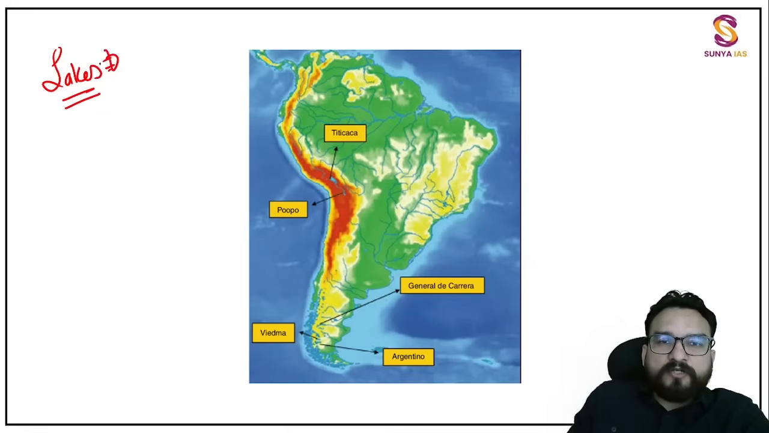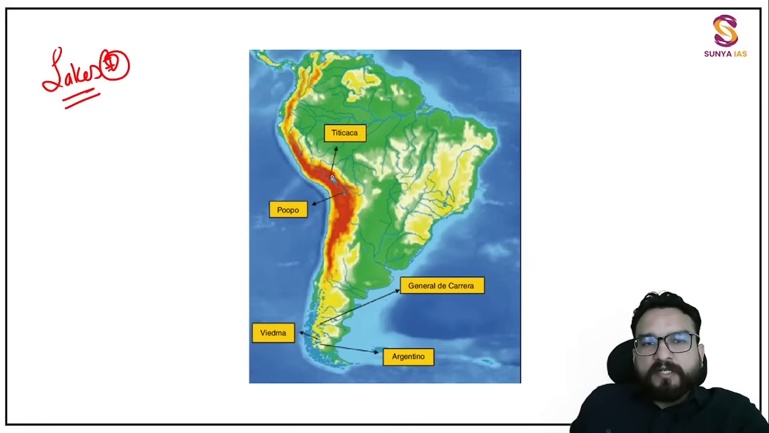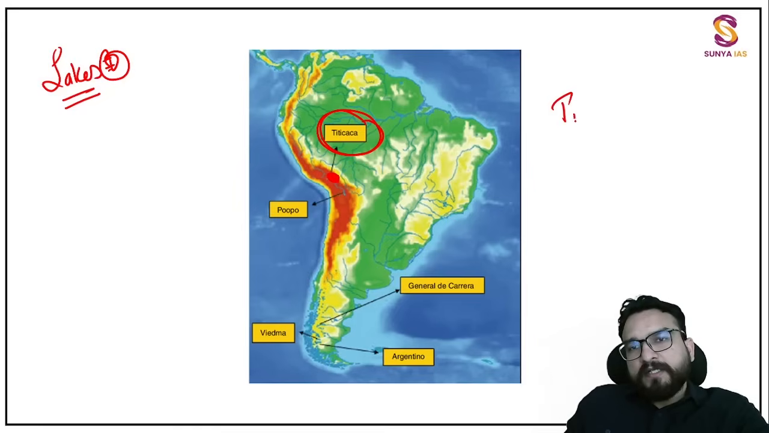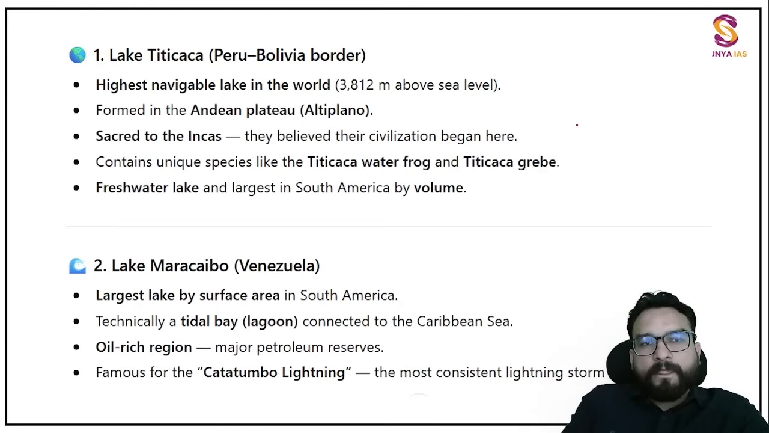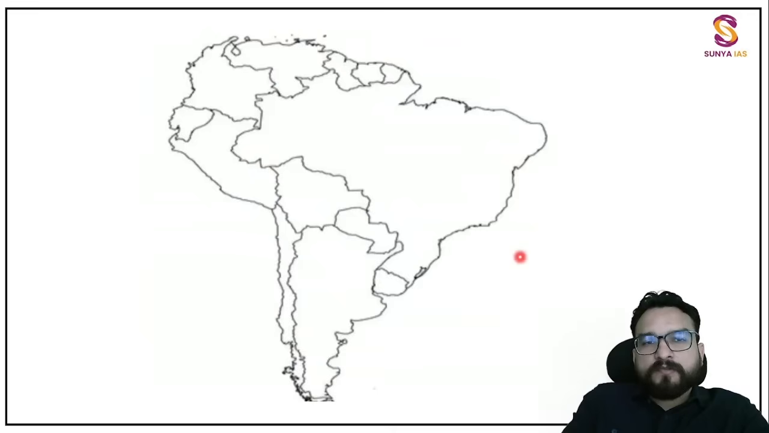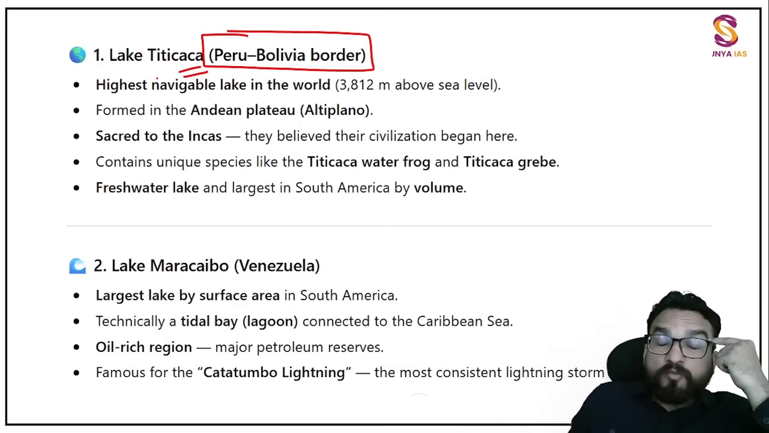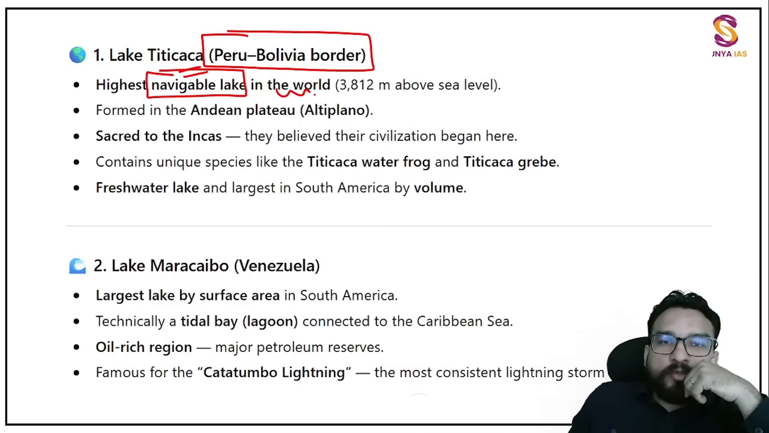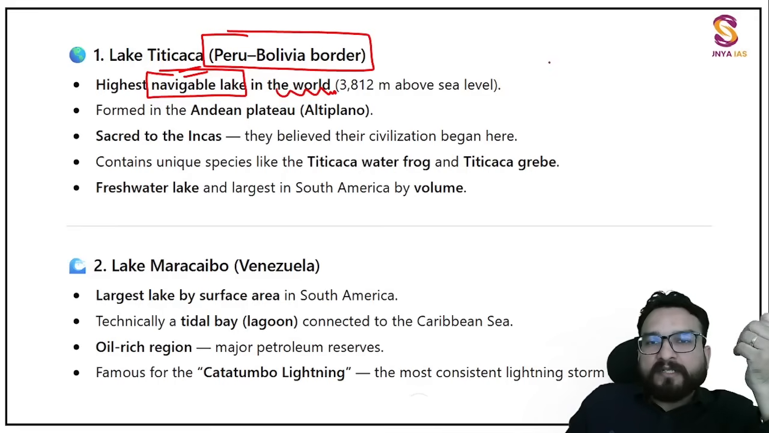Lakes you should understand over here, and the most important lake which you are finding over here is Lake Titicaca. Lake Titicaca, very very important, guys. You should remember it by heart. So Lake Titicaca is on the border of Peru and Bolivia. Peru, and this is Bolivia. So over here you are going to find this lake, Lake Titicaca. Why is it very important? Because it is the highest navigable lake in the world.